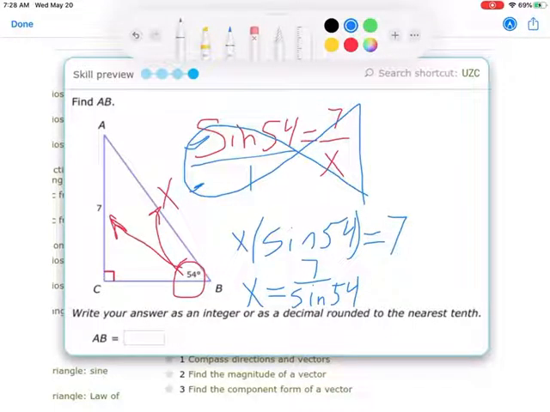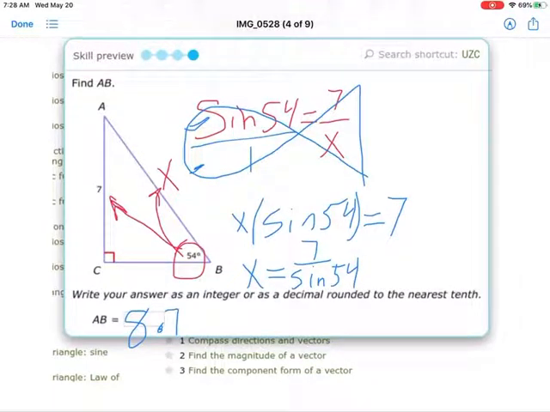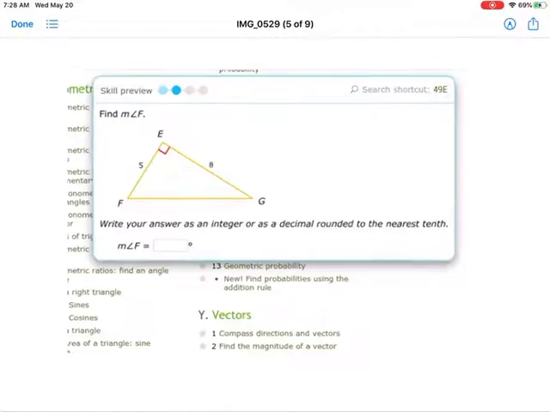I'm using my calculator now. I know you can't see it. 7 divided by sine 54 in degrees. Equals, it says round to the nearest tenth, so 8.7. 8.7 is going to be the side length of AB. Sweet. All right, what's next?